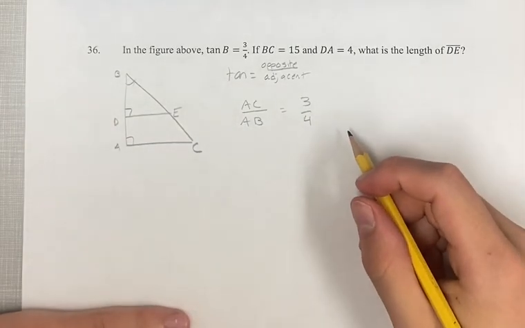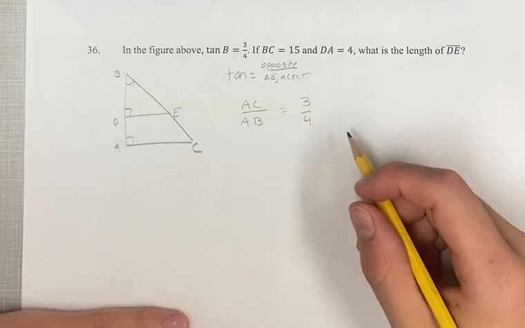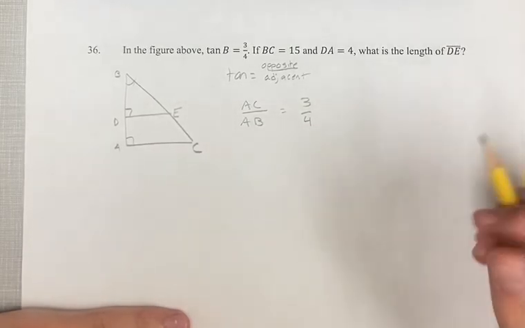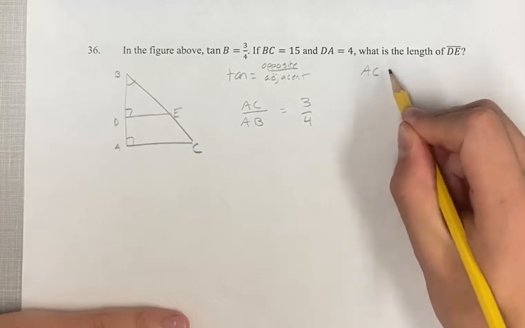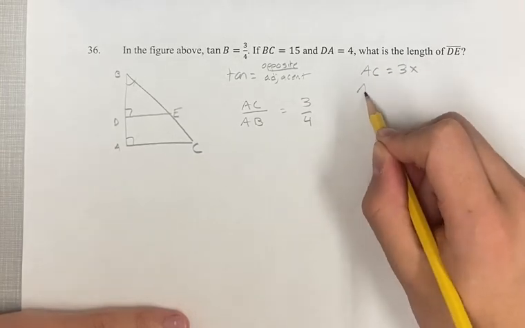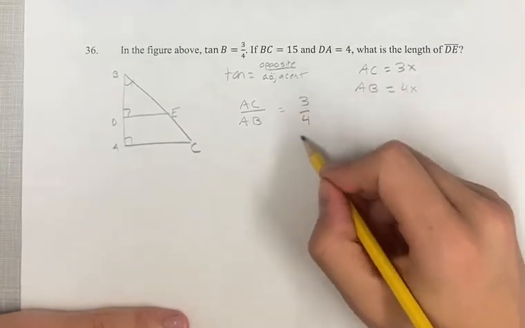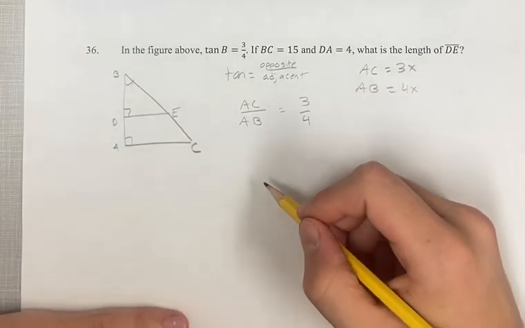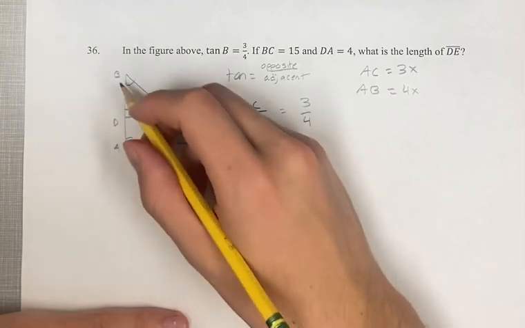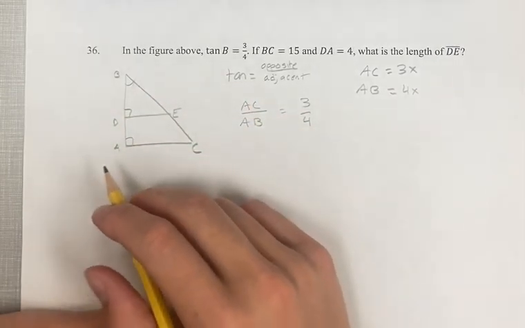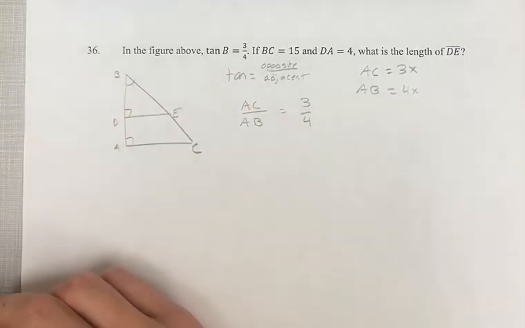So let's just say there's some variable x, right? AC can be equal to 3x and AB can be equal to 4x. And then for whatever x is, the ratio is going to be 3/4. Okay. So if we know that AC is 3x and AB is 4x, what does that make BC?